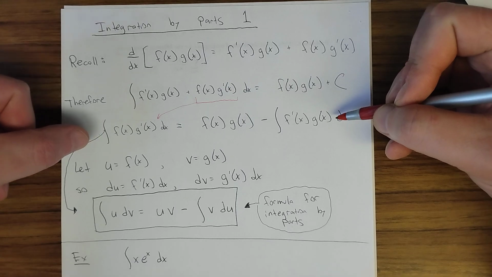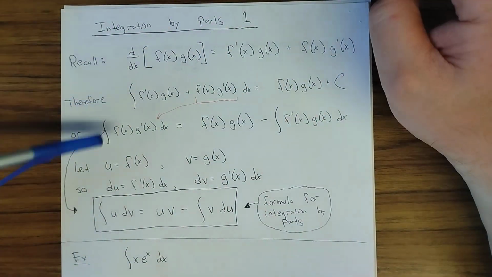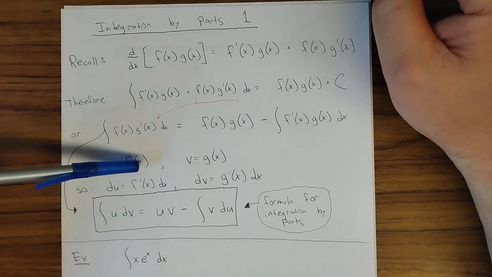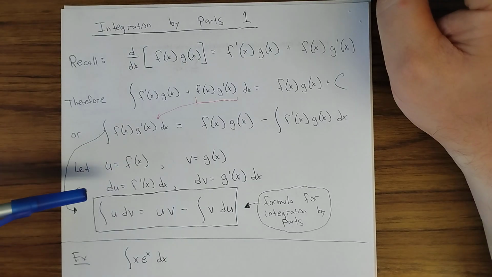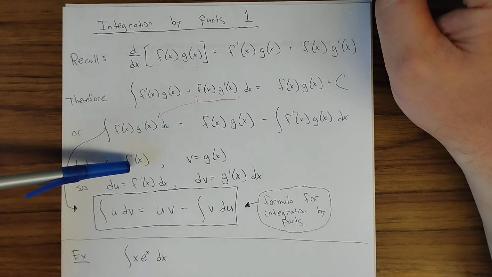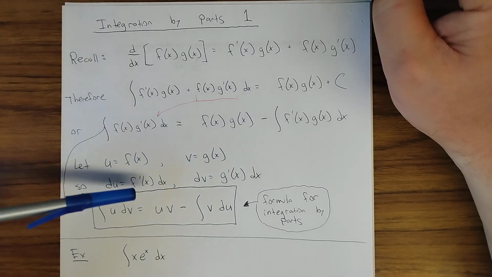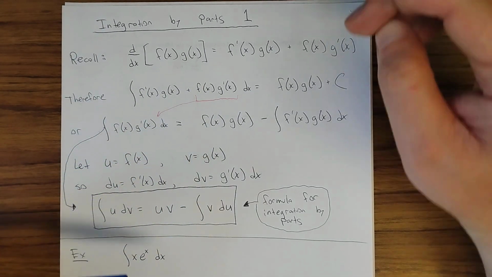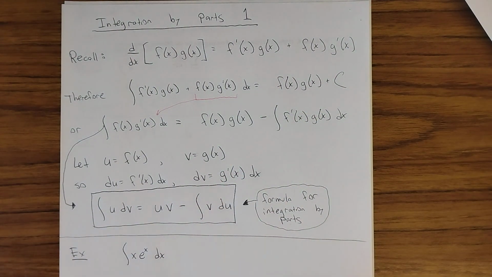And if I decide to use some letters, I'm going to let u be f of x and v be g of x. That way, du would be, to find du, I just do the derivative of this and I stick a dx on it, so it would be f prime of x dx. And similarly, dv would be g prime of x dx.